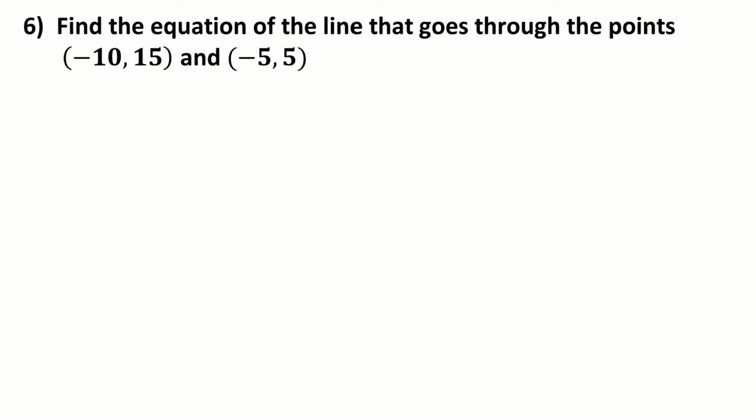Question 6, find the equation of a line that goes through the points, and then 2 points are listed. So one of the primary ways we've been dealing with finding the equation of a line is to use the slope-intercept form of a linear equation.